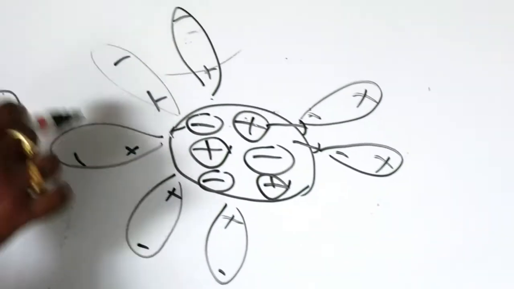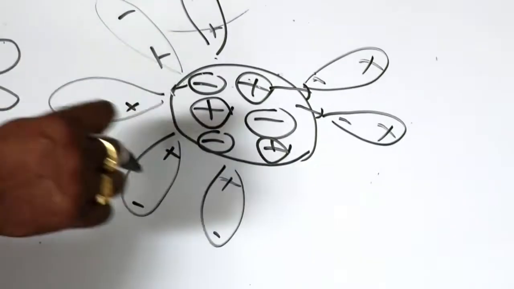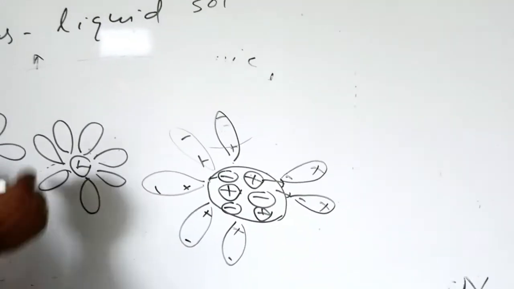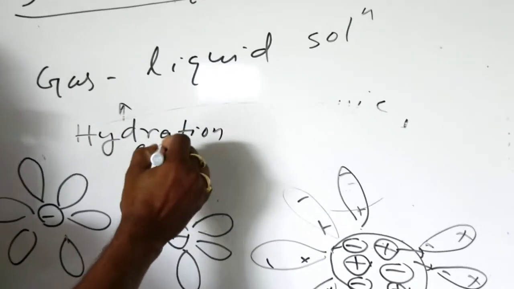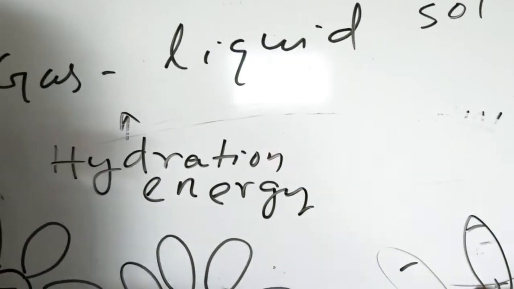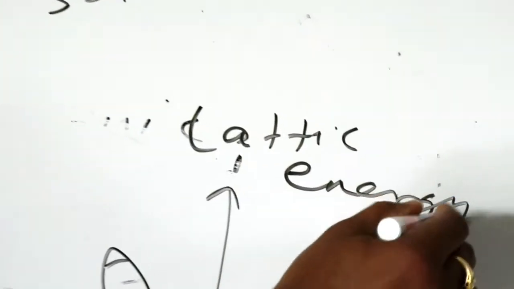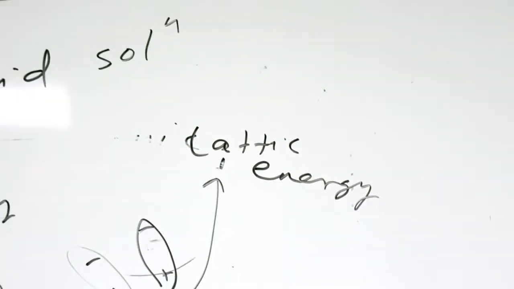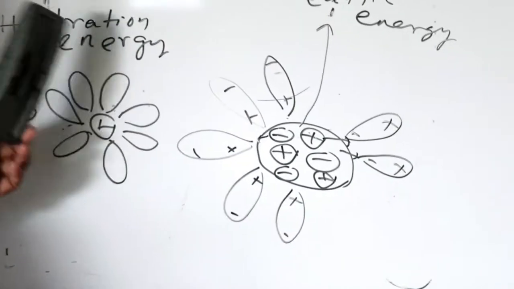And here, the amount of energy which is evolved during the dissolution of 1 mole of solid in water is called its hydration energy. Hydration energy. And here is another concept. There was lattice energy between the positive and negative ion, and the water molecule has a tendency to separate the positive and negative ion by the help of the energy called hydration energy.